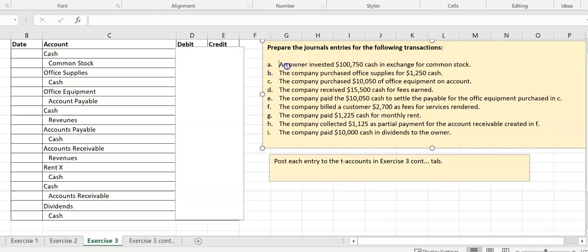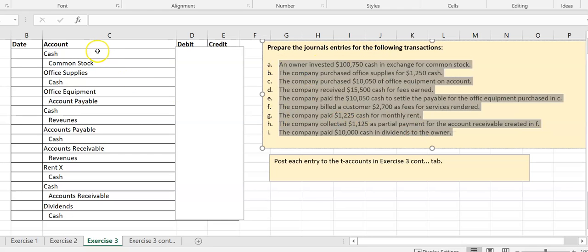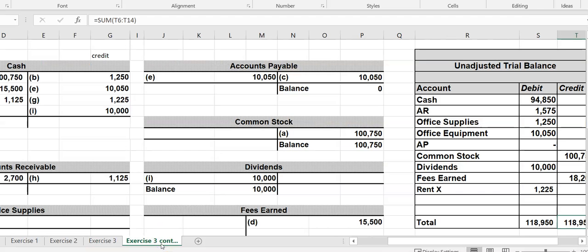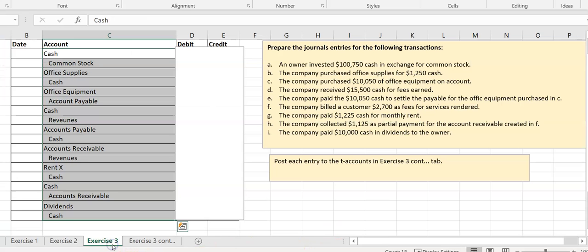Here are the entries. These are your journal entries. You'll just have to do the debit and the credit. Then you'll have to move over to here and put them in the proper accounts. So give that a try, all right? Let me know if you need help.